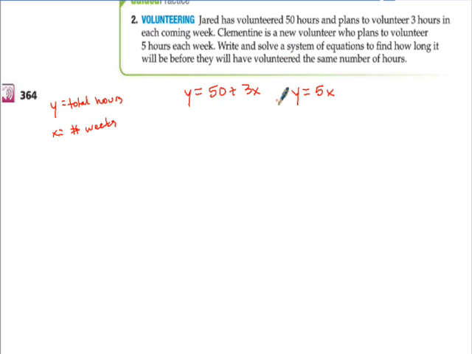So, write and solve a system of equations to find how long it will be before they have volunteered the same number of hours. So, we have our 2 equations set up. Go ahead and pause the video here, solve this system, and find out how long till they have volunteered the same number of hours. Go ahead and do that right now. All right, you have unpaused. Hopefully you got 25 weeks. Okay, if you didn't, try again.